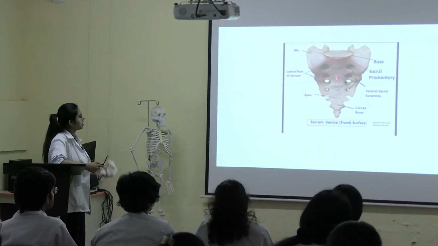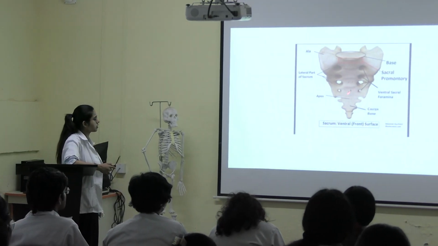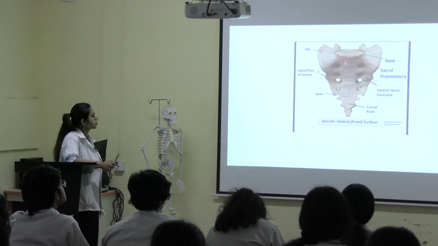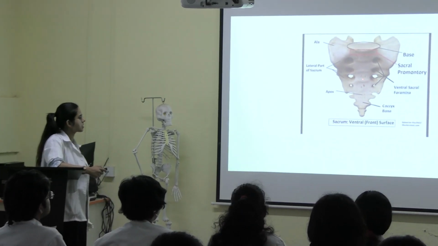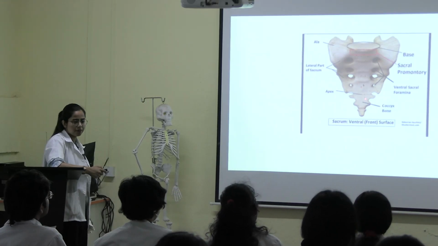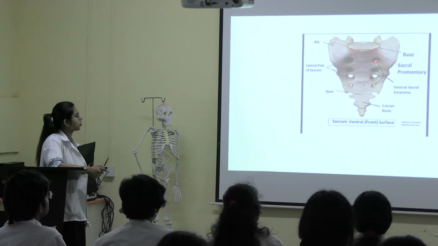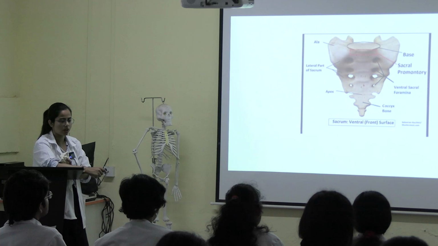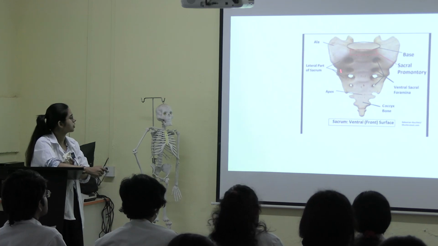See, these are the transverse ridges which we have seen in the bone. So this represents the fusion of the sacral vertebrae. This is the first, this is the second, third, fourth and fifth. And these are the foramina, present on the ventral surface. So the ventral sacral foramina are where the ventral rami of S1 to S4 sacral nerves come out, and lateral to it are the lateral masses of the sacrum.